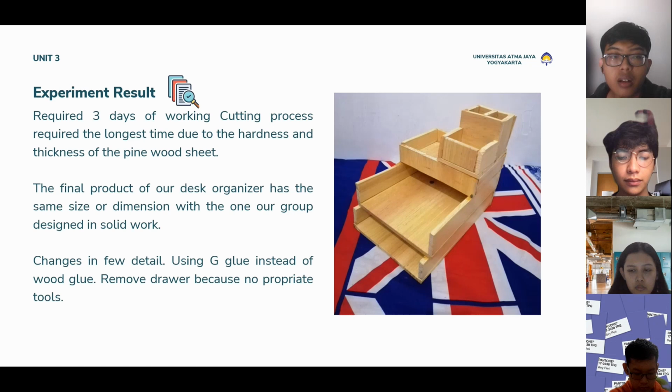And here are our experiment results. It required 3 days of work. The cutting process required the longest time due to the hardness and thickness of the pine wood sheet. And the final product of our desk organizer has the same size or dimensions as the one our group designed in SolidWorks. There are some changes in a few details due to cost, such as using G glue instead of wood glue, and also removing the drawer because there were no appropriate tools.